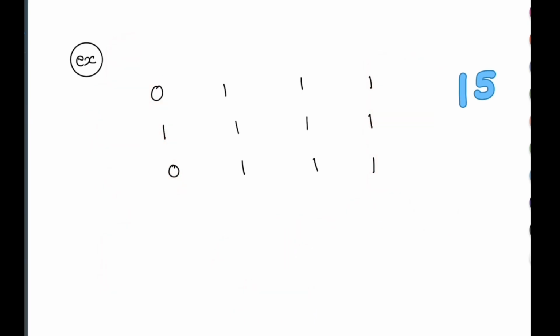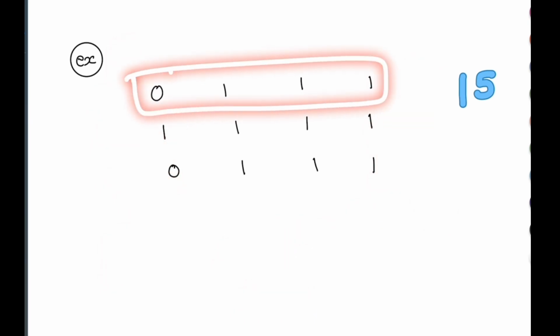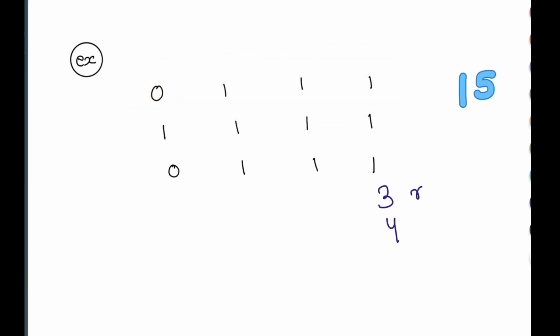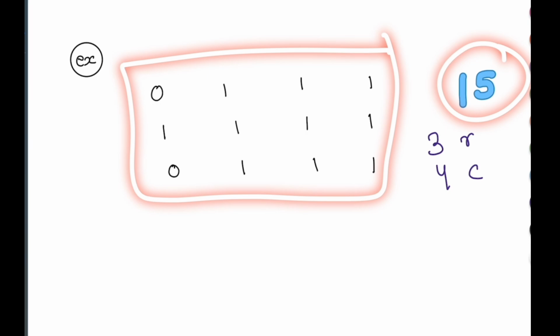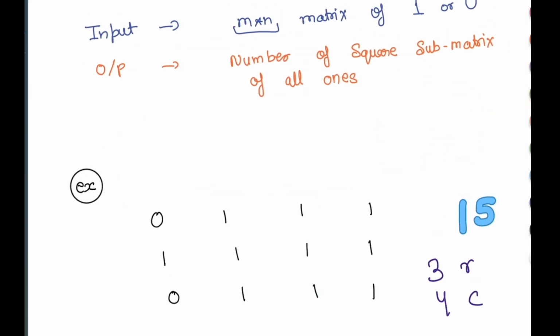So let us pick the first row. The number of elements is 1, 2, 3, 4. So we have 3 rows and 4 columns, right? The output for this particular input is 15. Now what is this output? It is the number of square submatrices which contain all ones.